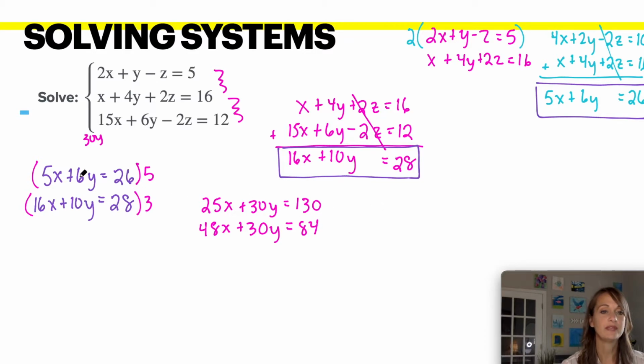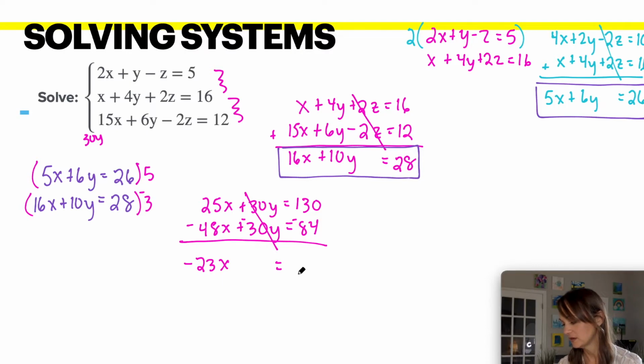The only problem is they're both positive, so I'm going to make the bottom equation become a negative 3. So I'm going to make all of the bottom equation negatives. Now I can add my equations together. The y's will eliminate. Negative 48 and 25 give me negative 23x. And 130 and negative 84 give me 46. Divide by negative 23 and you get negative 2.